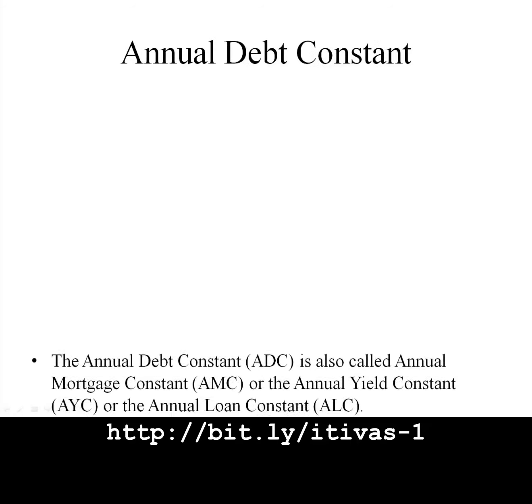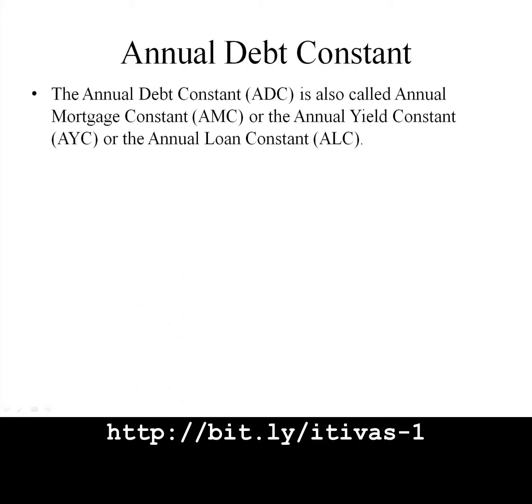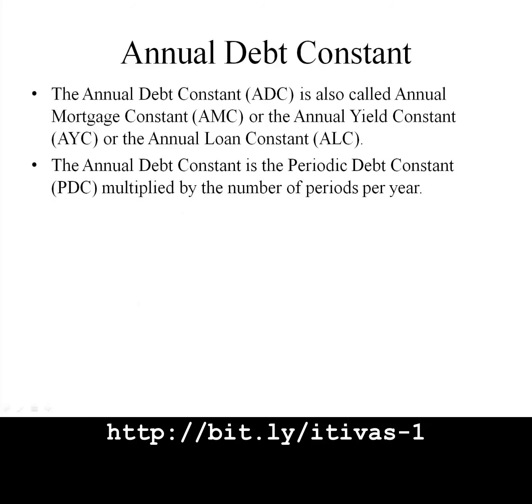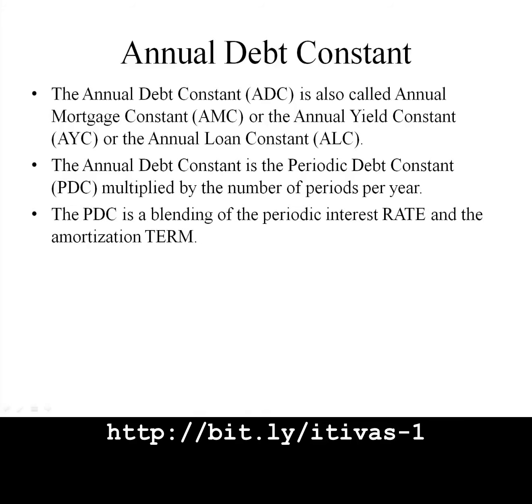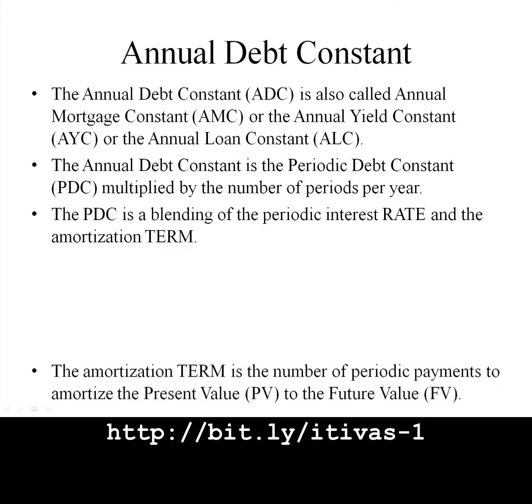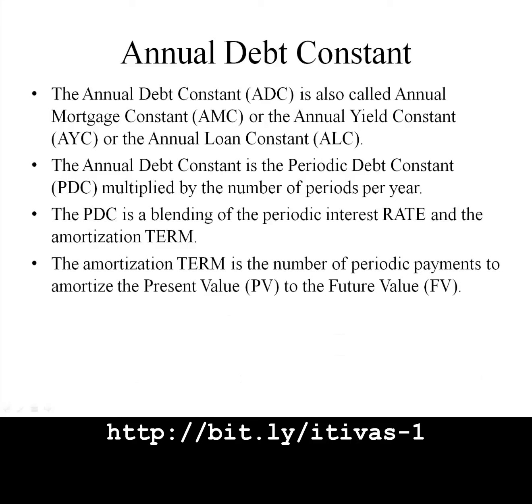Annual debt constant. The annual debt constant, ADC, is also called the annual mortgage constant, AMC, or the annual yield constant, AYC, or the annual loan constant, ALC. The annual debt constant is the periodic debt constant, PDC, multiplied by the number of periods per year. The PDC is a blending of the periodic interest rate and the amortization term. The amortization term is the number of periodic payments to amortize the present value, PV, to the future value, FV.